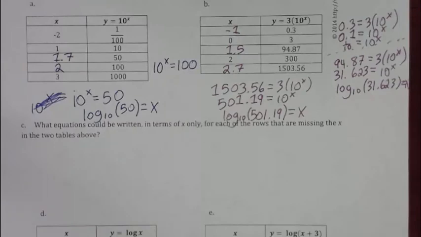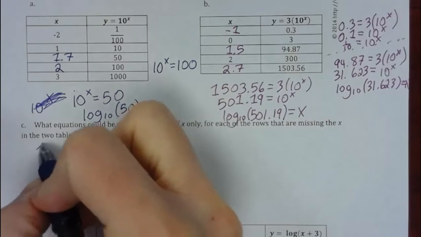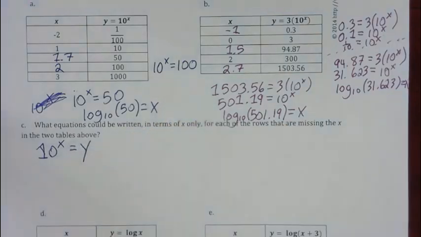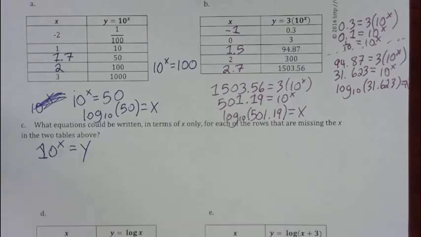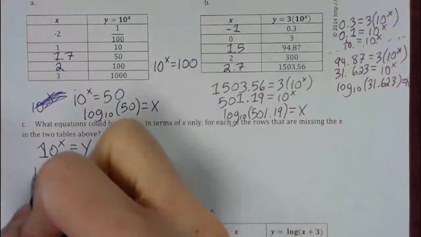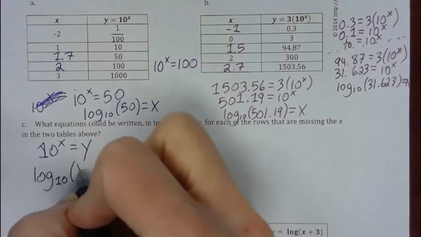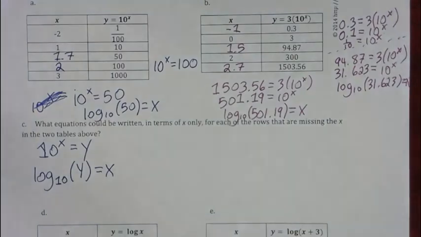So if we wanted to do that, we can do our first one in blue again. Now in blue, we have 10 to the x is equal to y. If I want x to be what I'm solving for, my 10 is my base, so I could rearrange that to log base 10 of my y value is now going to be equal to my x value. And that would work for all the second column of that first table.